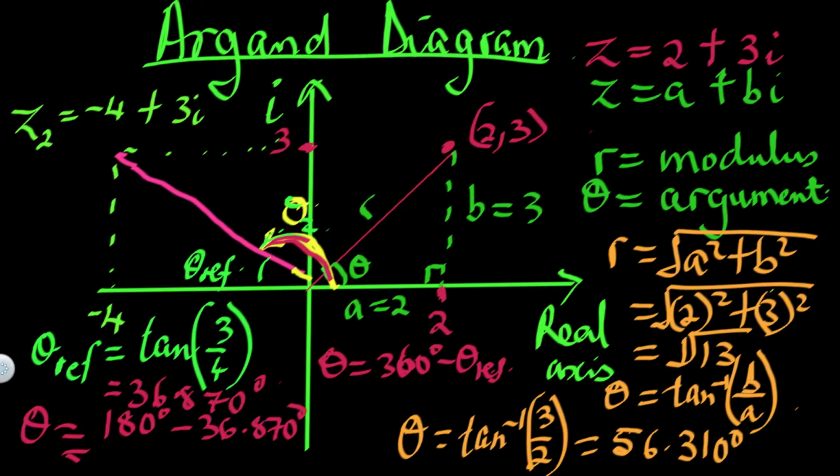Okay, let us calculate what we have here. This is 180 minus 36.870. We get 143.130 degrees. This is our argument. It makes sense because it is more than 90 degrees, and it makes sense because it is less than 180 degrees. Very, very key. This is how you draw the Argand diagram. This is how you evaluate your argument, which is the angle, and this is also how you evaluate your modulus, which is the length of this vector here that we drew.